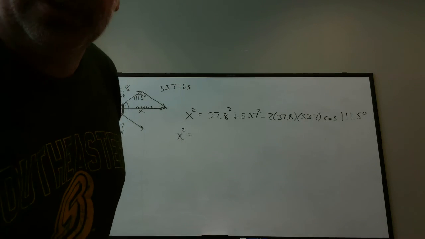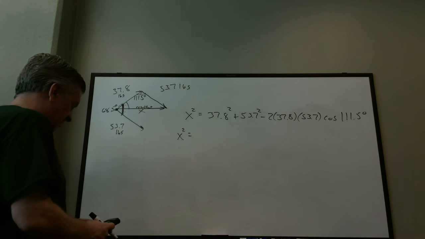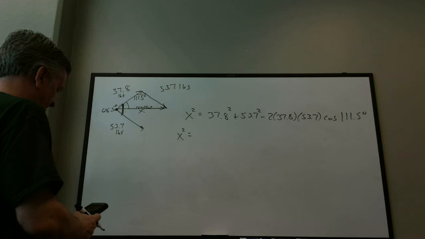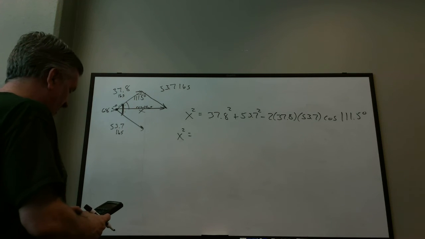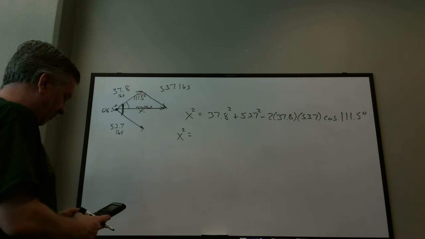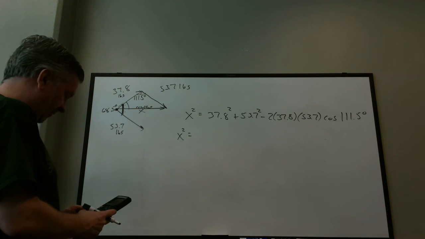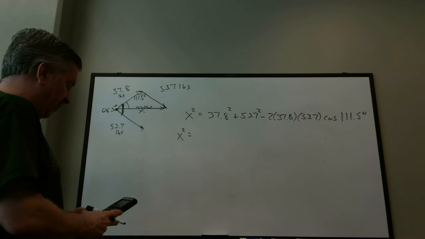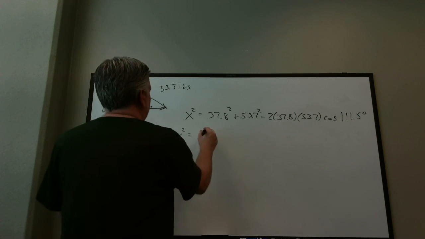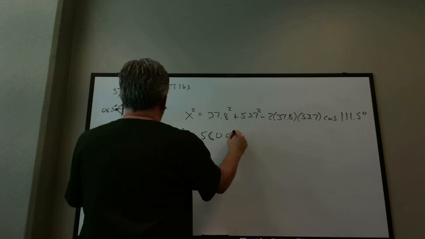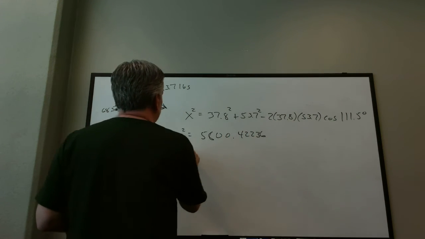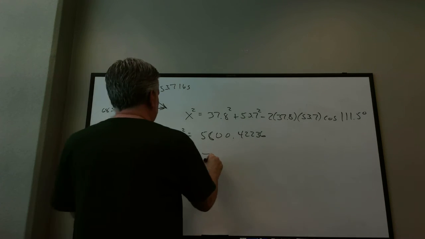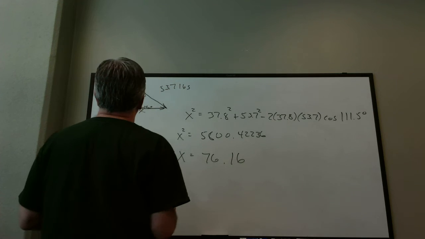Okay, so we just have to punch that in. That shouldn't be that hard, I say. So 37.8 squared plus 53.7 squared minus 2 times 37.8 times 53.7 times cosine of 111.5. And I'm getting, this is x squared, 5800.42236. So x here, if I take the square root, I'm getting 76.16 to 2 places, and that's pounds.